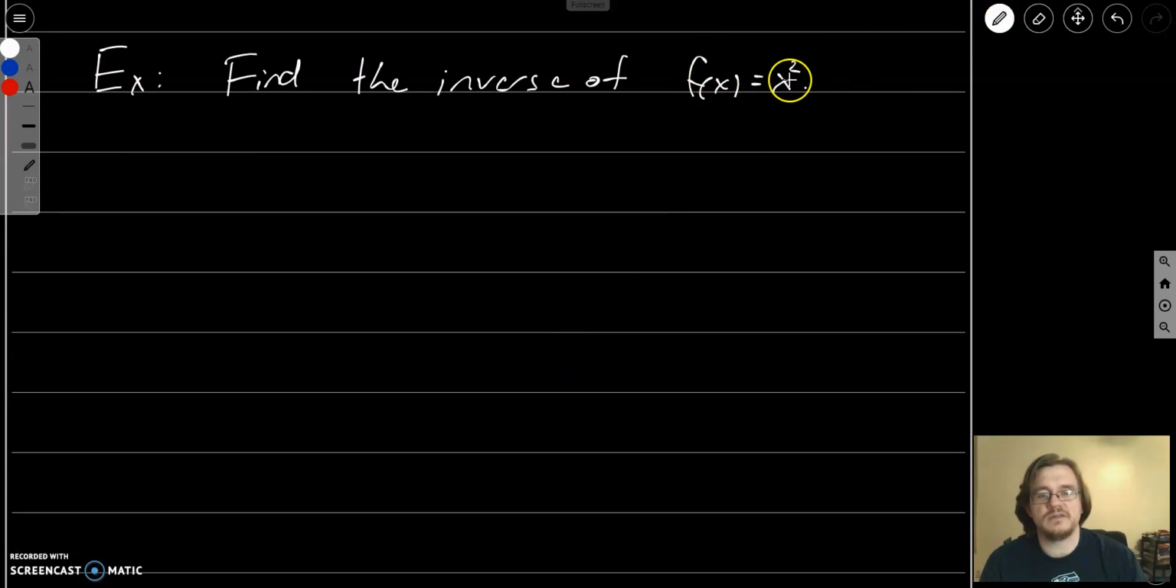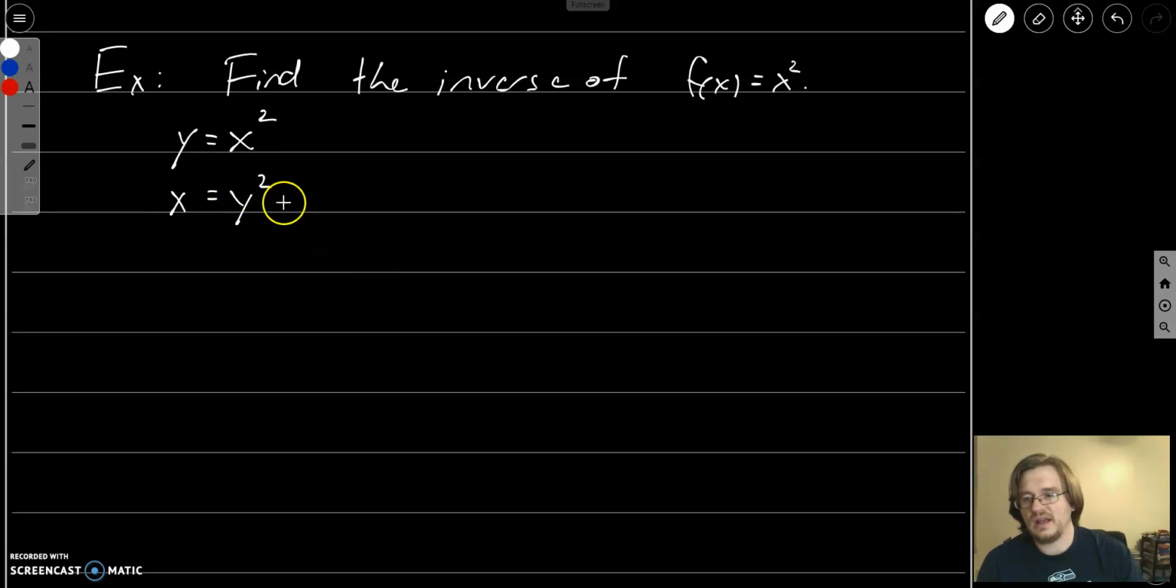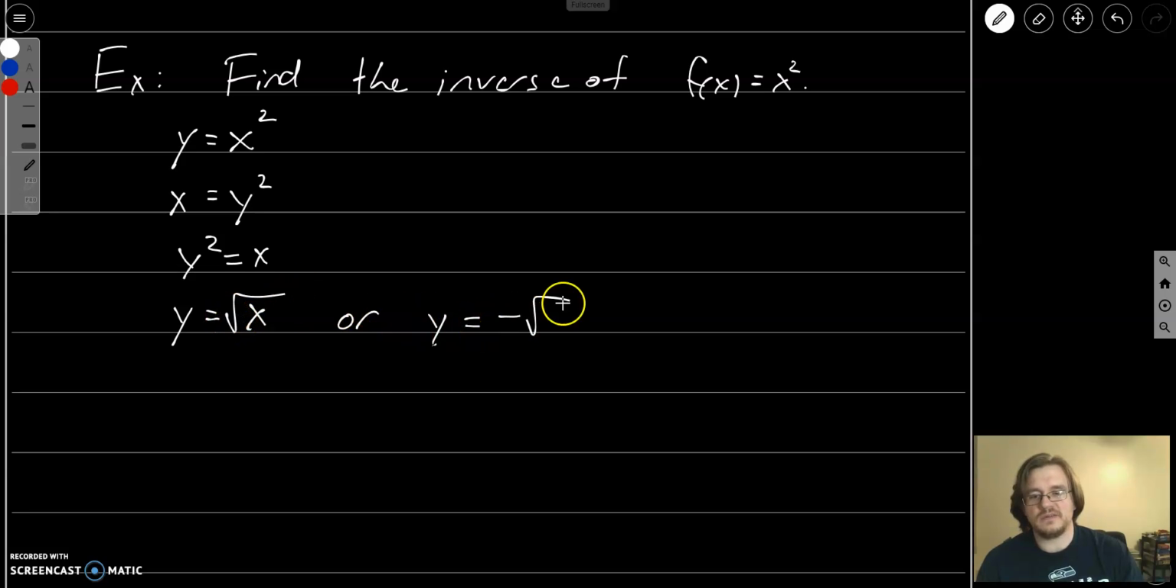Let's find the inverse of x squared. So again, we'll replace f of x with y, and then we'll switch our inputs and outputs. So we'll have x is equal to y squared. I'm going to reverse the order of this just so that it's a little bit clearer. I haven't done anything. And now, when I want to solve for y, y could be equal to the square root of x, or y could be equal to the negative square root of x. And here we have a problem.